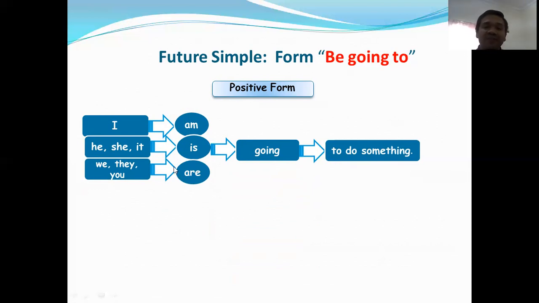Or to do something. Say, for example, I am going to do something. So I here is the subject, am here is the be verb, and then going to, going to do something. So I am going to do something. He, she, it is going to do something. We, they are, the verb, going to do something. Easy? I am, he is, they are, then going to, the rest of the sentence, going to do something.